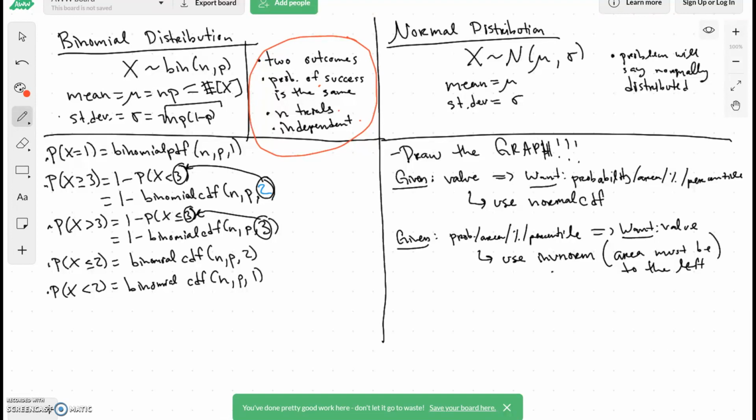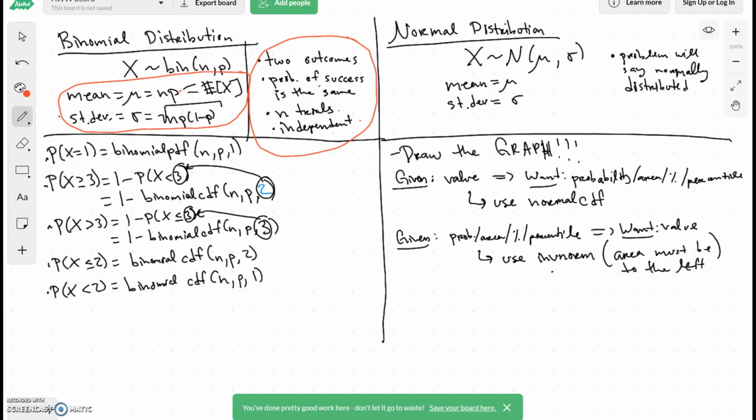A binomial random variable also has a formula for the mean. It's just n times p. And the standard deviation is the square root of np(1 minus p). So what I would do is write all of this into my cheat sheet if you know that you're going to forget it. Whenever we use a binomial distribution, this is what we're going to use, okay?